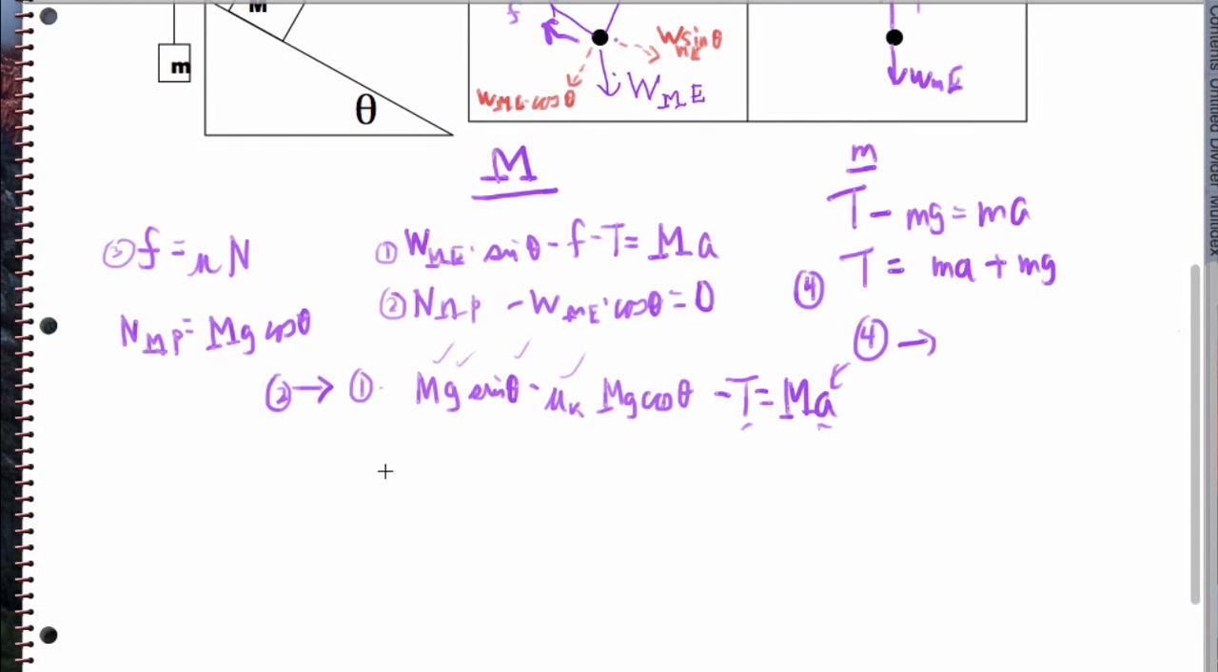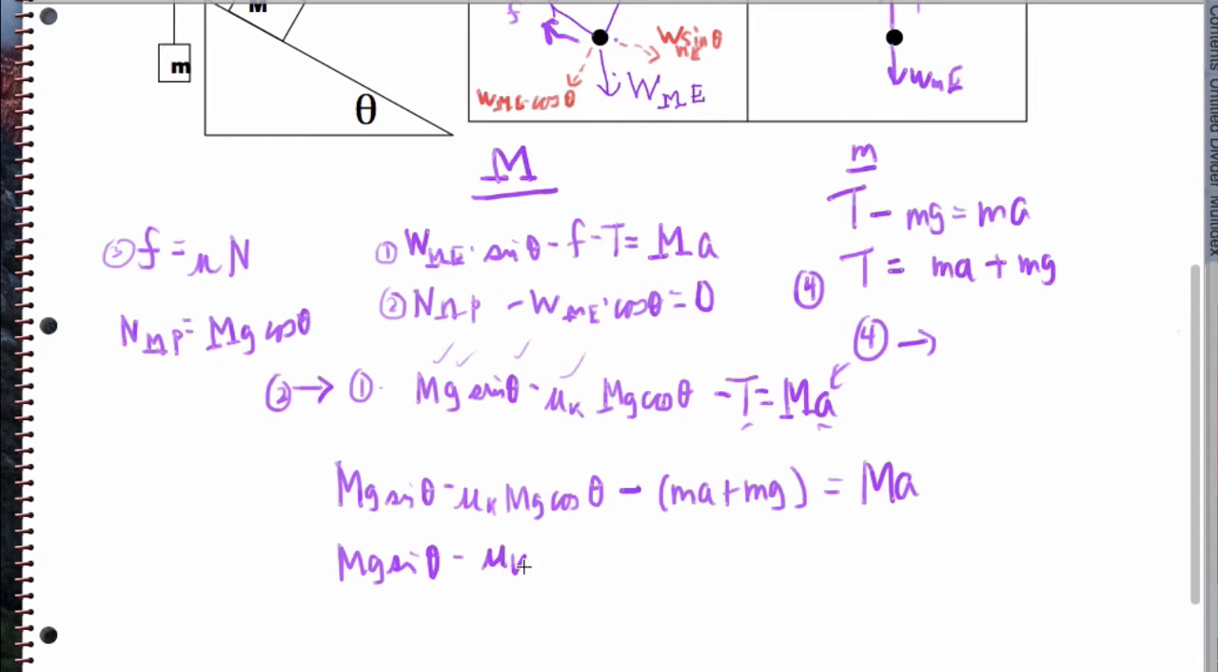So when I do that, I'm going to end up getting big Mg sine theta minus mu k Mg cosine theta minus the T. That's going to be ma plus mg in parentheses, or if you prefer, it's Mg sine theta minus mu k Mg cos theta minus ma minus mg. Too many times I see students write minus ma plus mg because they see it here like that. Be extremely careful with that. Equals big M times A.